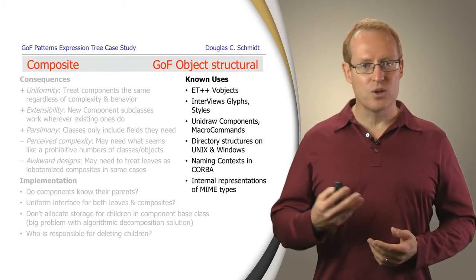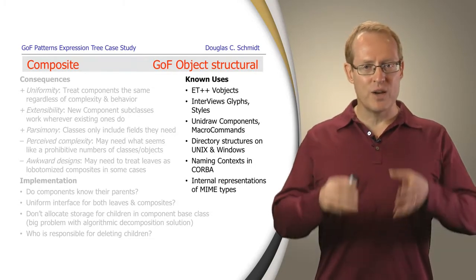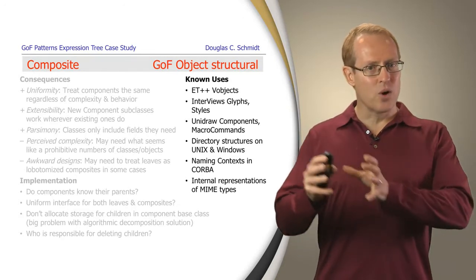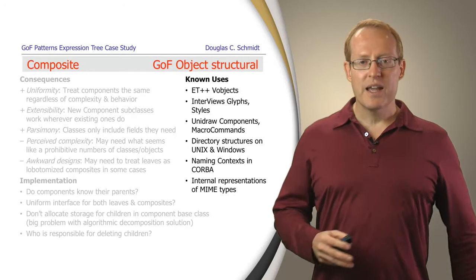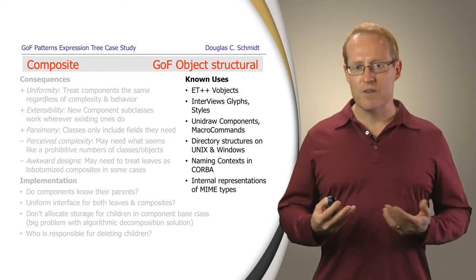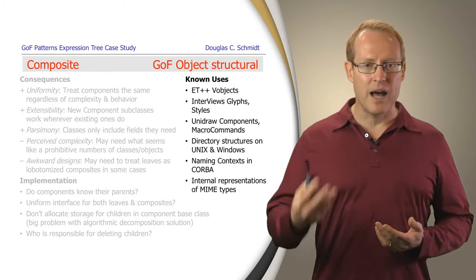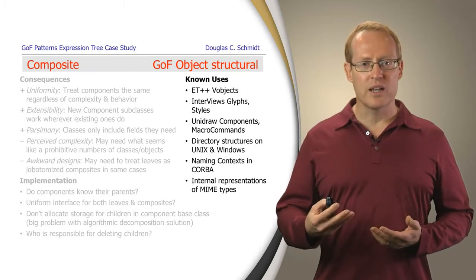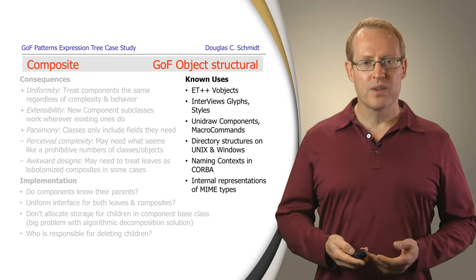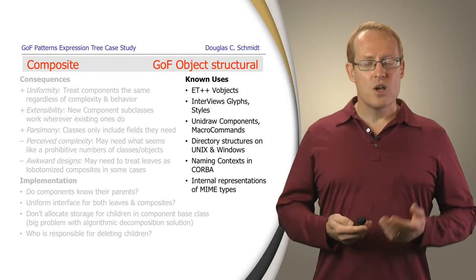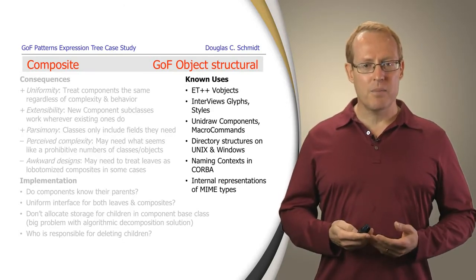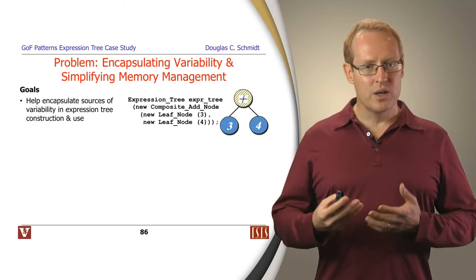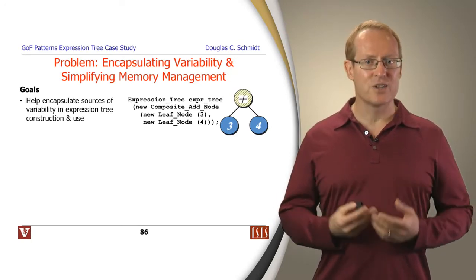Naming contexts in CORBA are implemented as composites. You have a naming context which can contain other naming contexts or particular object references. And finally, internal representations of various kinds of structured data, things like MIME types or XML documents, can also use composite internally if you build the expression tree up concretely. So that wraps up the discussion about the composite pattern. The next thing we're going to do is segue into solving another problem related to composite.